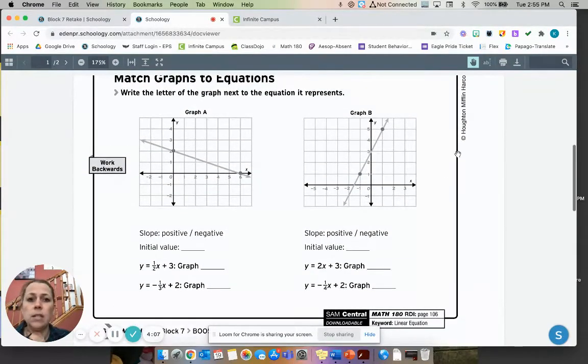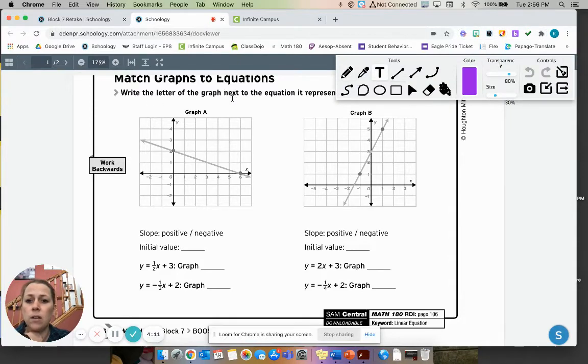All right, here's the second problem, everybody. They want us to write the letter of the graph next to the equation it represents. So the first thing we need to review, remember, is positives or negatives. A slope is negative if it starts high and ends low. Think of this like your money. In your money situation, this is like December, let's say, and this is January, February, March, April, May, June. You are losing money. Therefore, that is a negative situation.